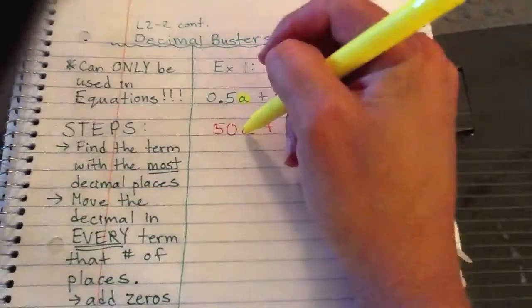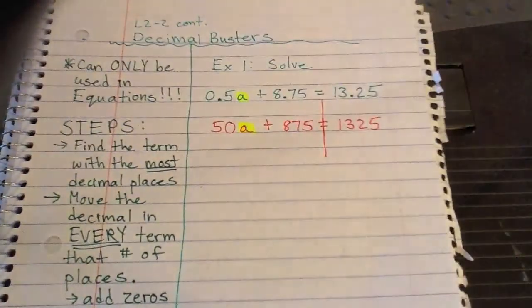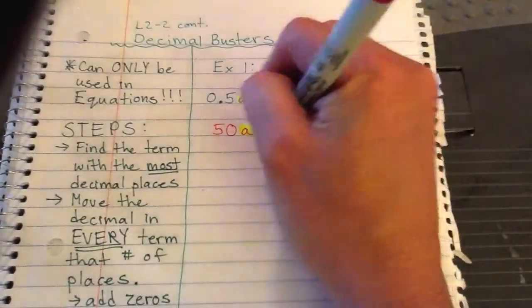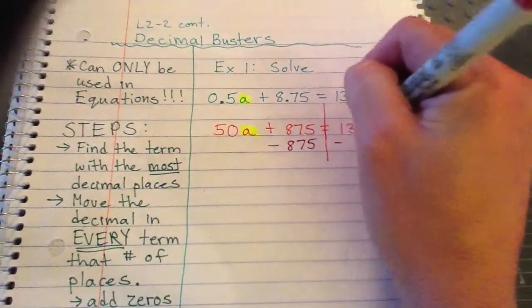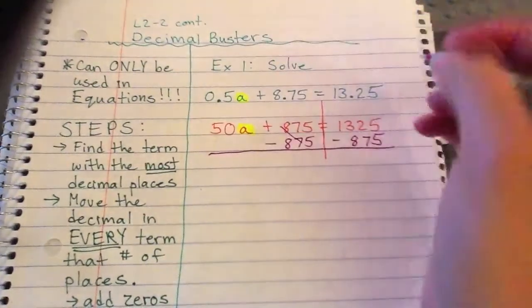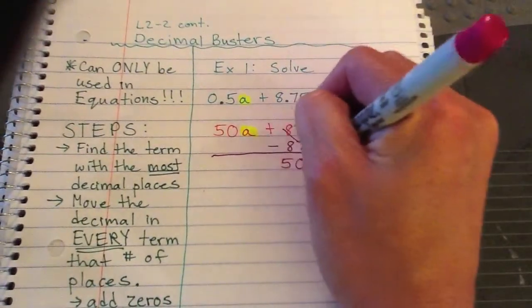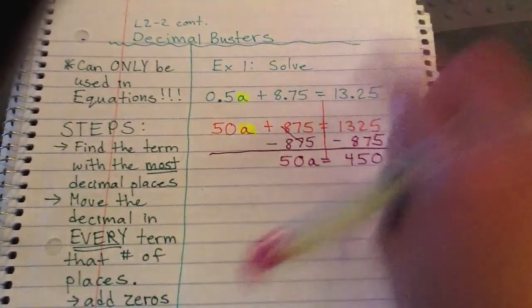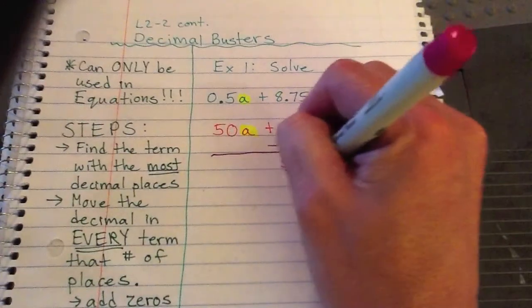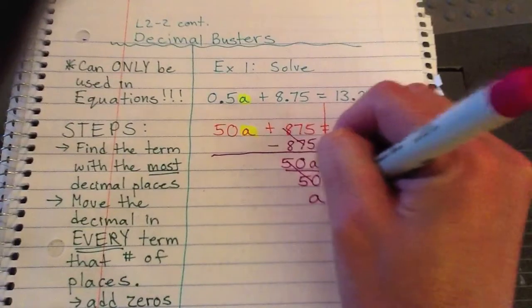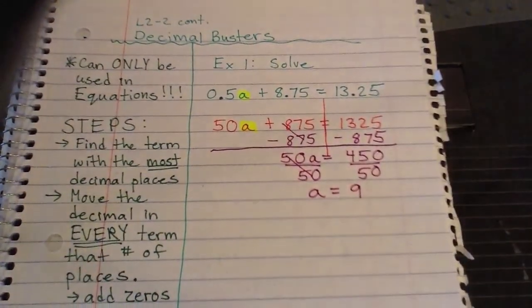Now I have an equation that I'm going to solve the way that we've been solving it. So I'm going to go ahead and subtract 875 from both sides. That term cancels, becomes a 0. I have 50A equals 450. This is multiplying, so now I'm going to go ahead and divide. This becomes a 1, and I have A equals 9.